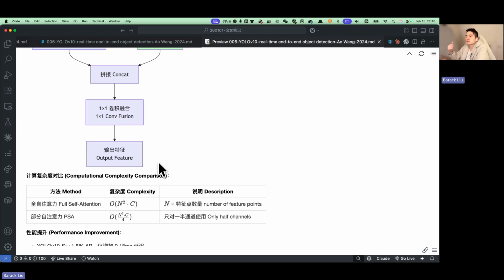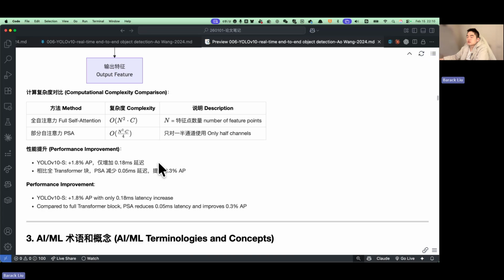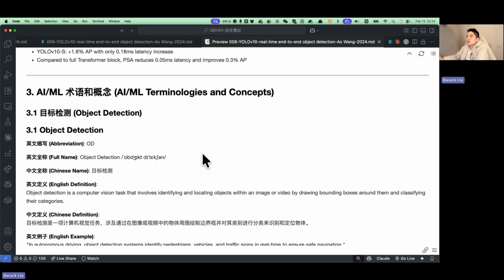Confusing. Okay, now let's go to some AI or ML terminologies and concepts.